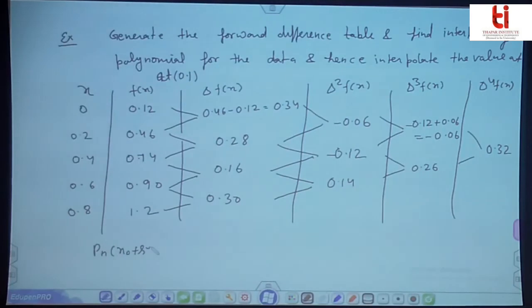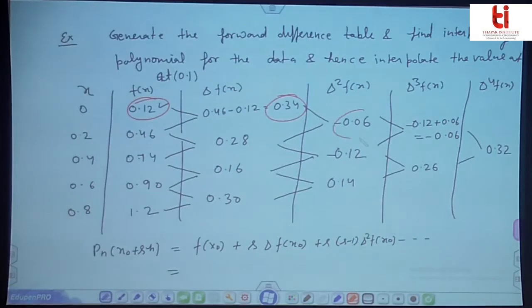x0 plus sh equals f of x0 plus s del of f x0 plus s into s minus 1 del square f x0 and so on. Okay, what is the value of f x0? This is the value. So here we'll concentrate only on the first value of the table, the first value of all the columns, for applying the forward difference formula.